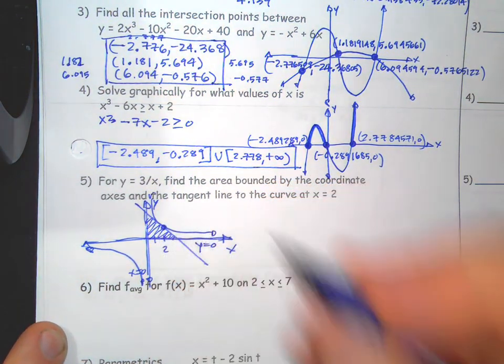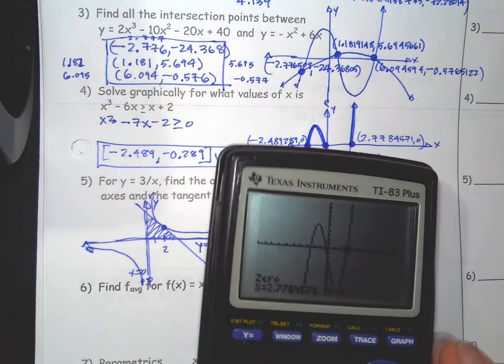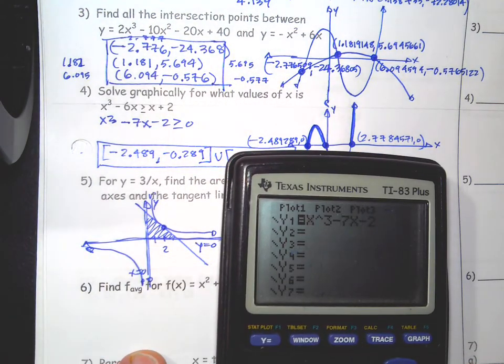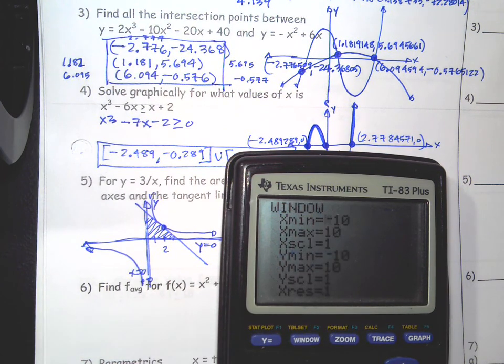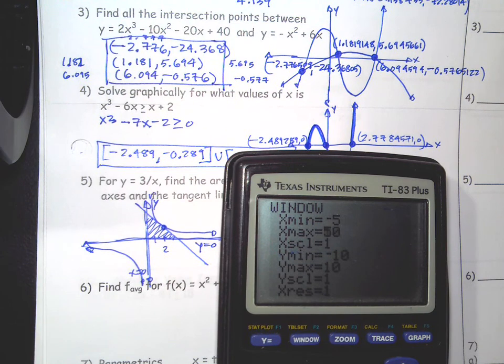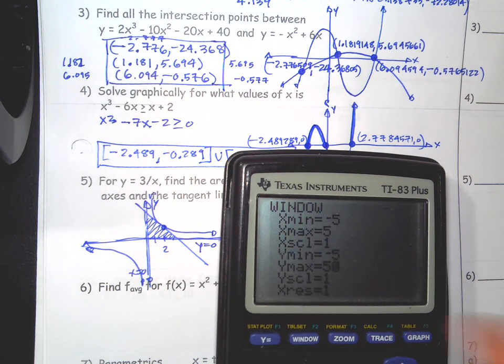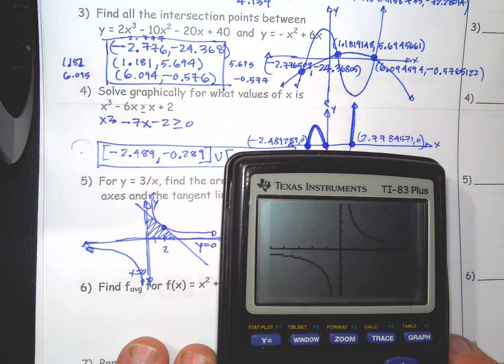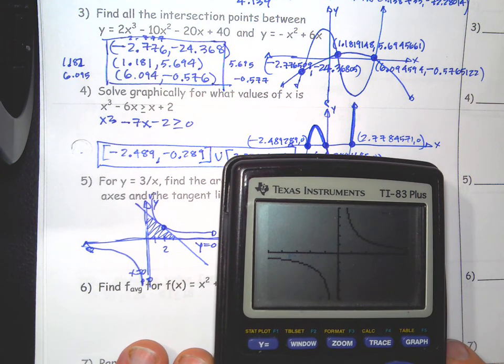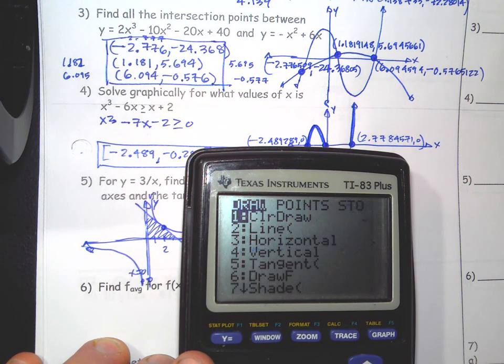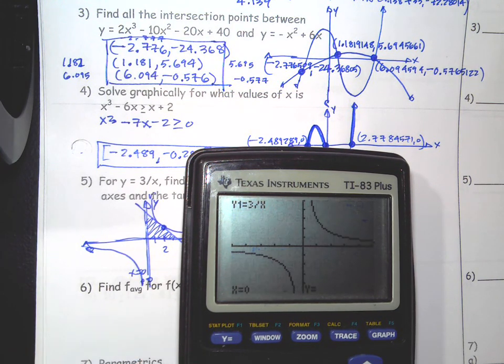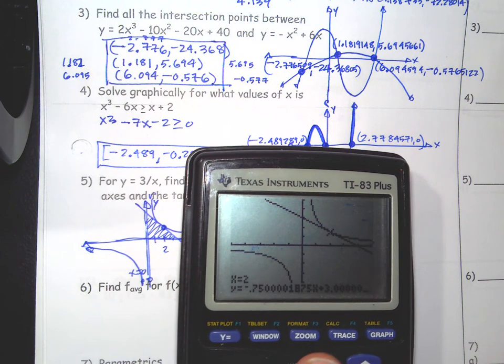So even without using my calculator, I have a pretty good idea what I should be getting, but you could graph it. 3 over x. Window, I'm going to do negative 5 to 5. Okay. Now, to get the equation of the tangent line, the quickest, easiest way is second, program draw, number 5, tangent. Type in the x value where you want it. It draws it in and gives the equation at the bottom of the screen.